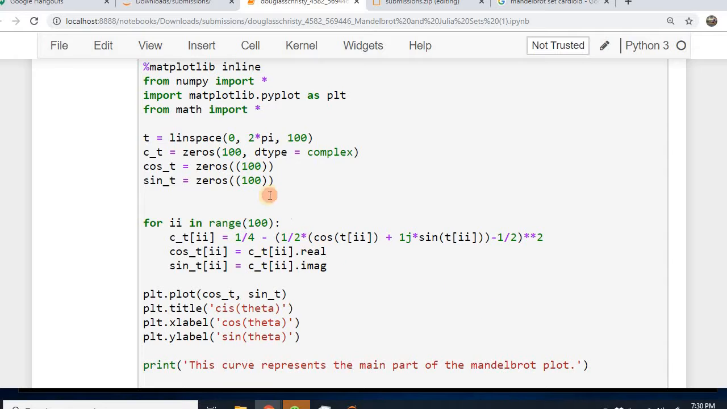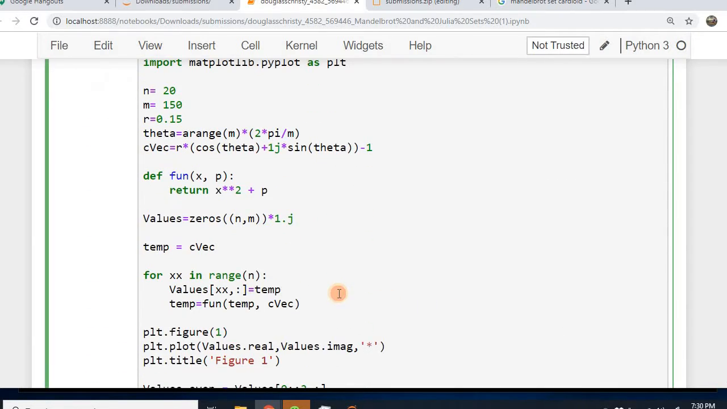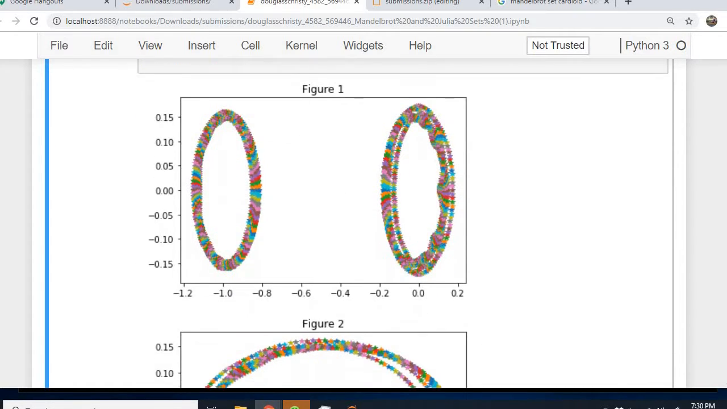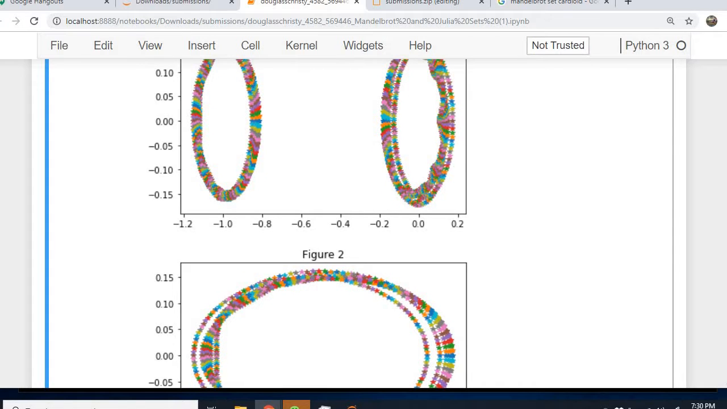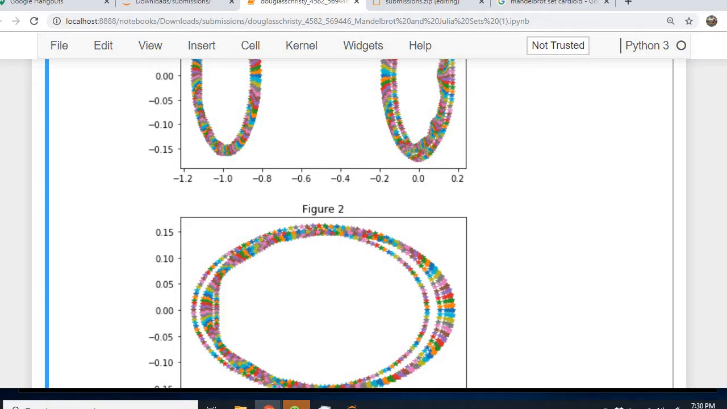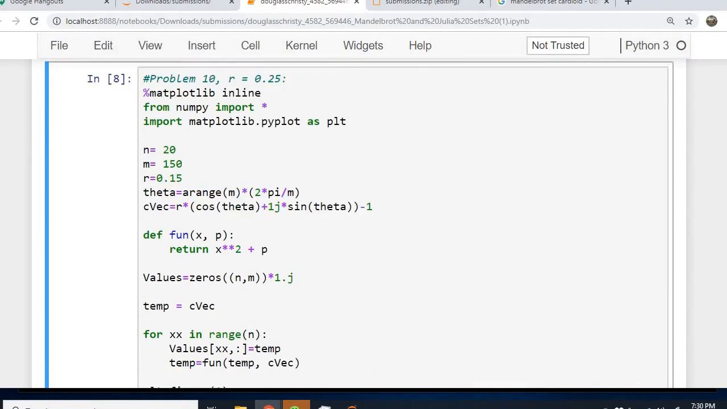Here we are. Is this the right one? Oh, no, this is not the right one. All right, let's try again. Let's see what it does. All right, so it's still kind of circular. So they're still kind of circular. Let's see if we can. But I think when you get close to 0.25, well, let's go up to 0.25 and see what it does.